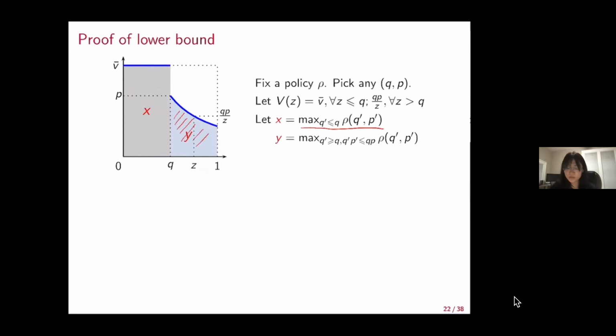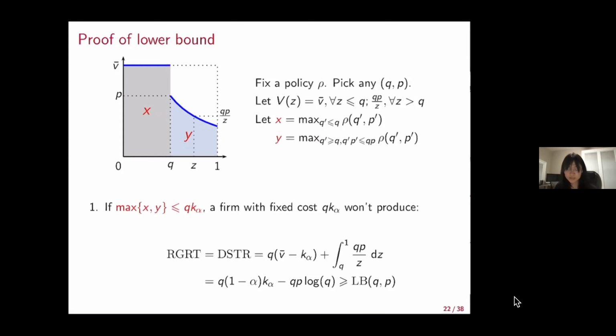Now let's think about what possible values X and Y can have, and we can think about three different scenarios. The first scenario is that both X and Y are very small, right? Suppose the maximum of X and Y is smaller than Q times K alpha. In this case, this is similar to the simple example we've seen before. If you impose a very low bound on the maximum revenue the firm can get, suppose that the firm has a fixed cost of Q times K alpha, this firm would not produce.